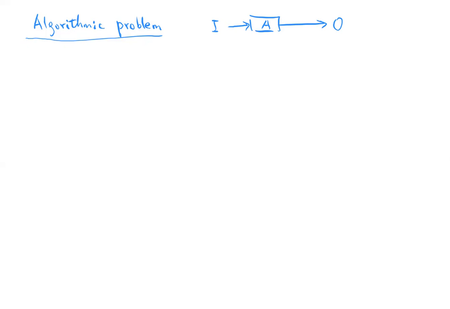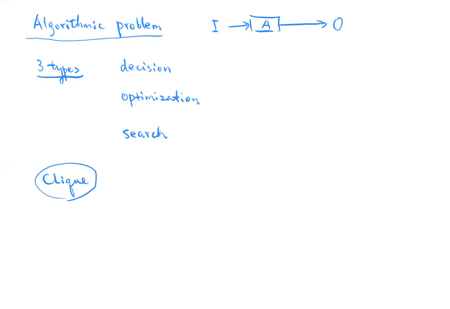Now, algorithmic problems typically come in three types. One is the decision problem. Another is the optimization problem. And another is called the search problem. Or we can say decision version, optimization version, or search version. For example, we use the clique problem as an example. The decision version just wants us to know whether a graph contains a clique of at least size k. So the answer will be yes or no. In the optimization version, we want to compute its clique number. So it will be a number. All right. And in the search version, we want to find a largest clique.